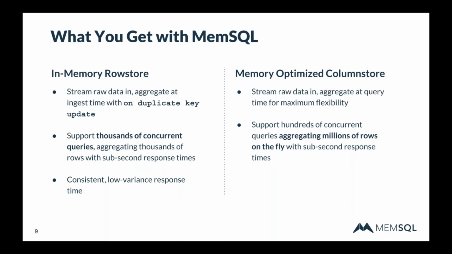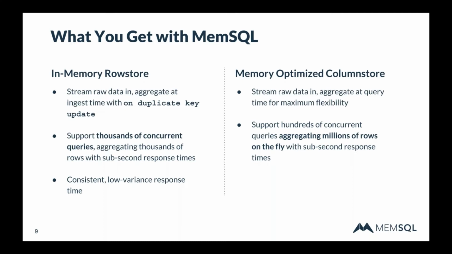For pure analytical workloads, the Columnstore is appropriate, and you can stream raw data in and store it with essentially limitless capacity, and you can aggregate at query time for maximum flexibility. So you don't really have to pre-aggregate or pre-summarize your data to get amazing response time with the Columnstore.